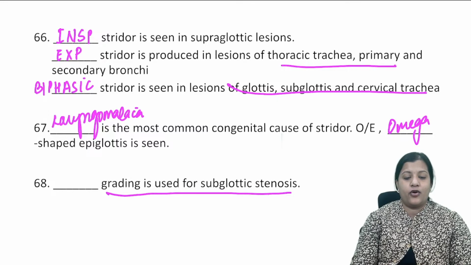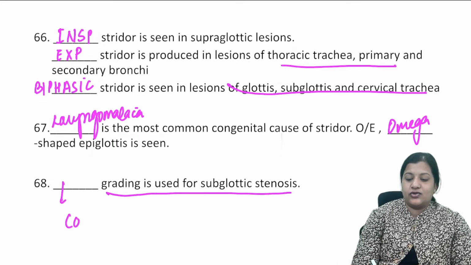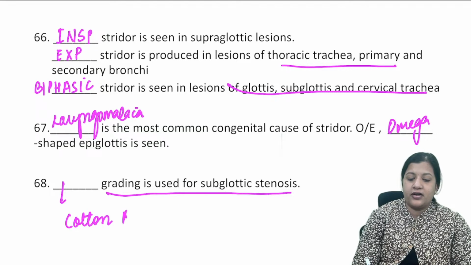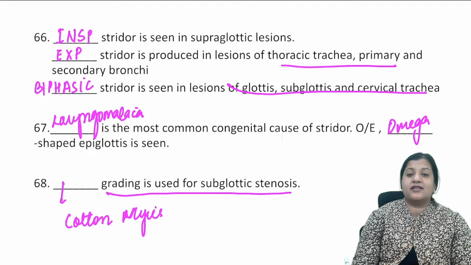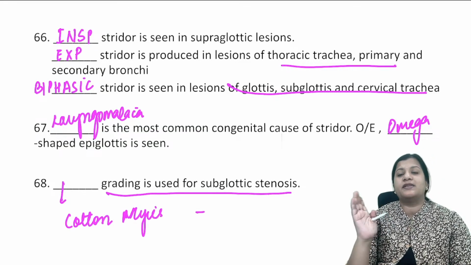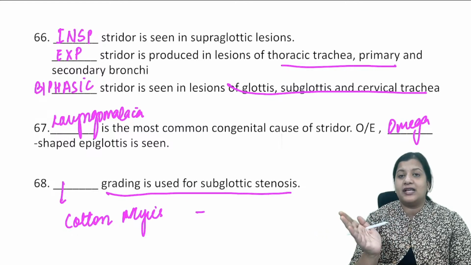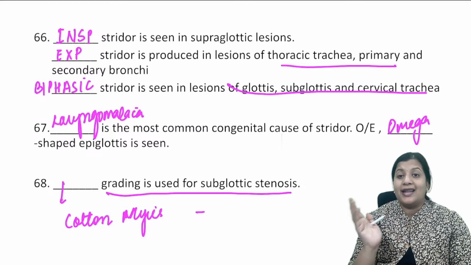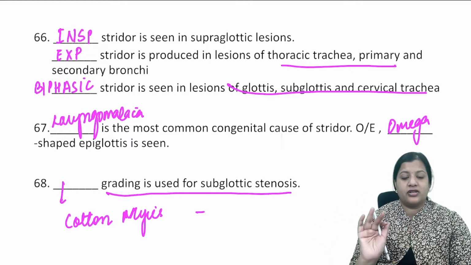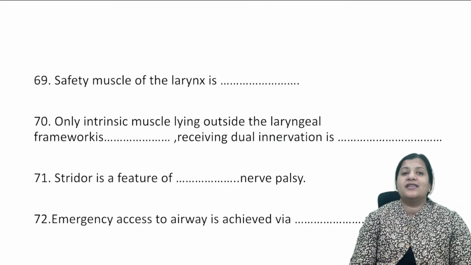What is the grading used for subglottic stenosis? Again, very, very important. What is the name of the grading system? It is called the Cotton-Myer classification. 0 to 50% is grade 1, 51 to 70% is grade 2, 71 to 99% is grade 3, and complete obstruction is grade 4.